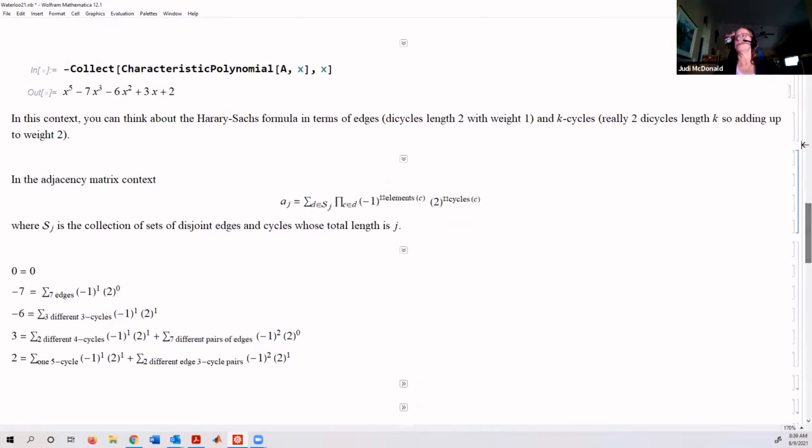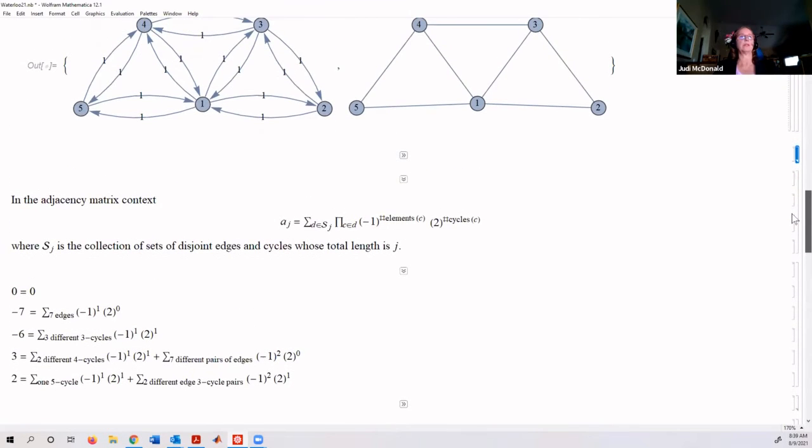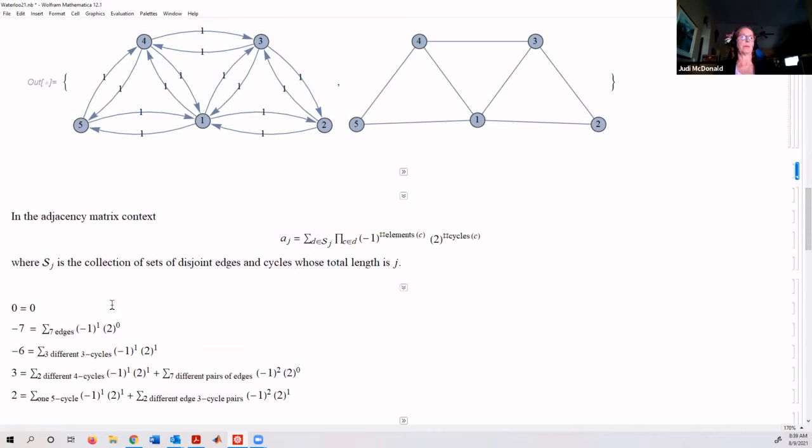So if we look at this particular graph now, my counting's a lot easier. There's no loops. So the coefficient of x to the n-1 is 0. The -7, I count up, I've got 1, 2, 3, 4, 5, 6, 7 edges. So the coefficient of x to the n-2 is just the negative of the number of edges. When I look at my 3 cycles, again, I've got 3 cycles. Remember, I have to double it because I can go in either direction. So I get a -6 and so on.